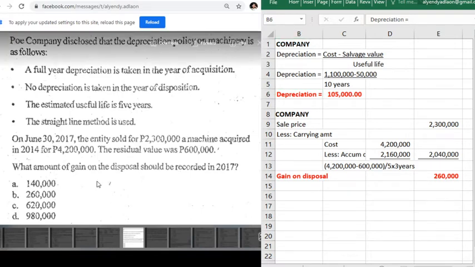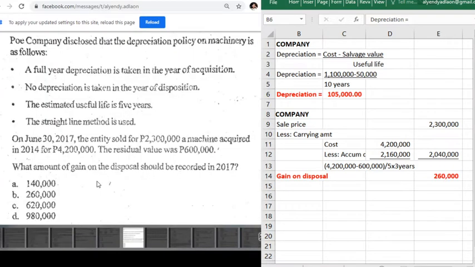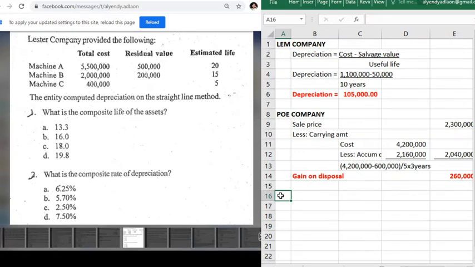Now, let's proceed. Lester Company. Question. What is the composite life of the assets and what is the composite rate of depreciation?